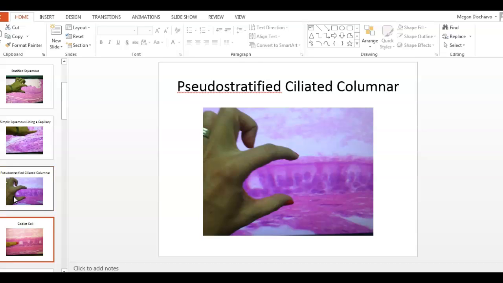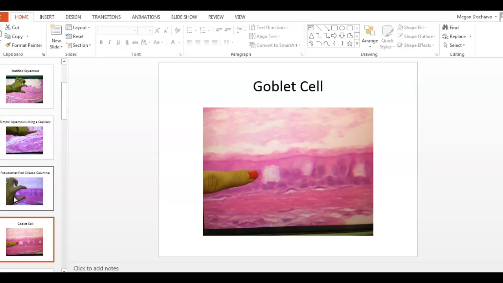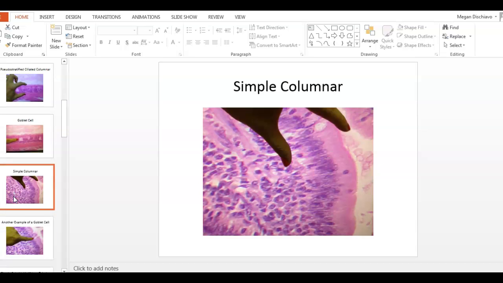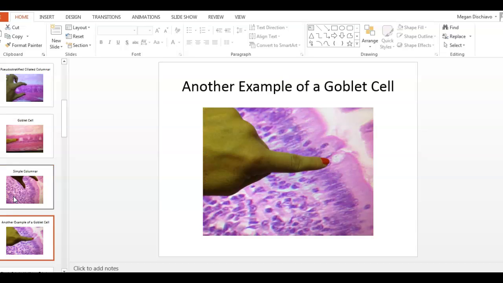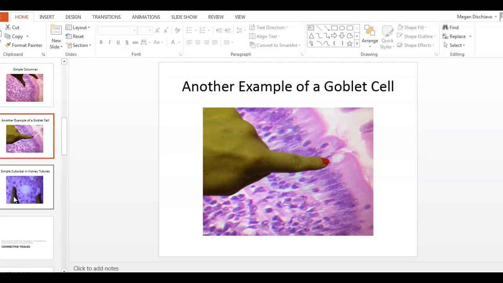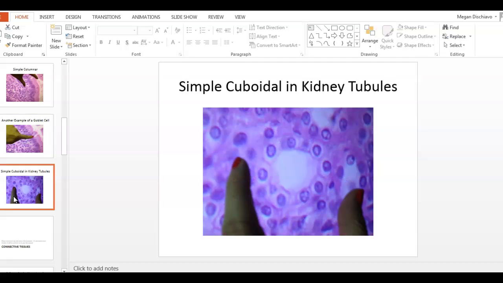Okay, so always look for the cilia. A goblet cell is going to be a unicellular gland that secretes mucus to the surface. And simple columnar, which is found in the GI tract. The difference between simple columnar and pseudostratified is the nuclei are all at one height. They are oval shaped as opposed to varying heights that we see in pseudostratified. Here's an example of another goblet cell. Simple cuboidal and a tubule. The cells are as high as they are wide with round nuclei.